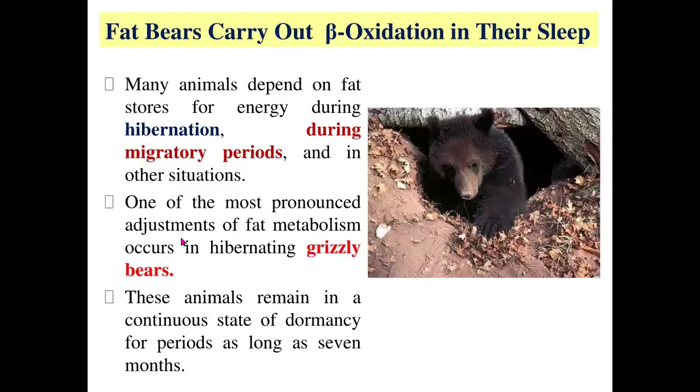Now, we have what we call hibernating animals, and fat bears, we call them fat bears, carry out beta oxidation in their sleep. That is the grizzly hibernating bears. So many animals depend on fat stores for energy during hibernation and during migratory periods and in other situations. One of the most pronounced adjustments of fat metabolism occurs in hibernating grizzly bears, and these animals remain in a continuous state of dormancy for periods as long as 7 months.